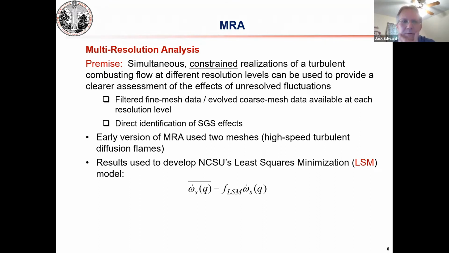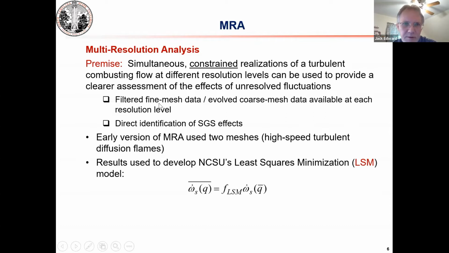So that's where MRA comes in. Essentially, the premise is that you can construct simultaneous realizations of a turbulent flow, essentially using LES methods at different resolution levels. And when you constrain these realizations so that they're all driven by the finest resolution that you have, you can get a much more substantive assessment of the effects of what you're losing when you coarse grain the problem.